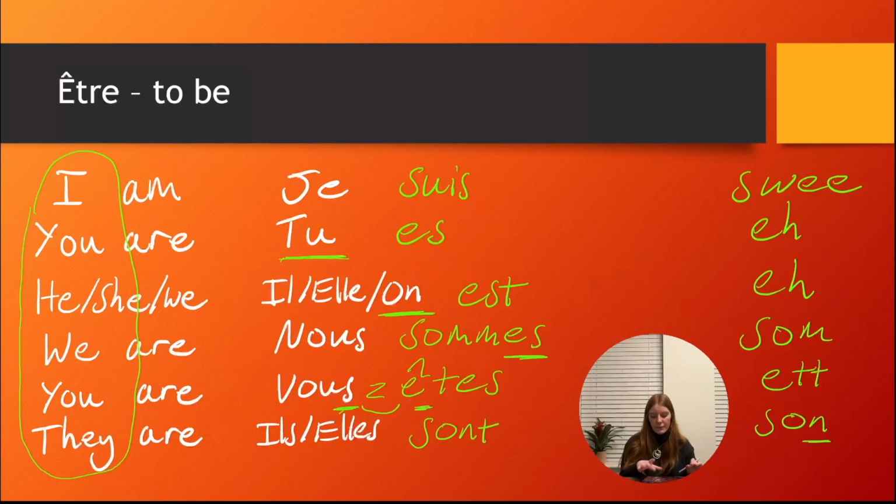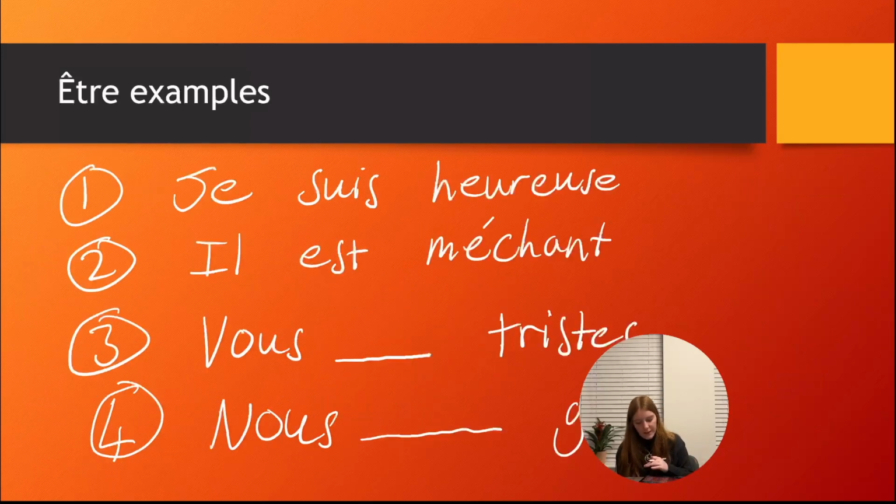So those are the different verb endings for the pronouns. Let's go through a couple of examples of this. Number 1, we've got je suis heureuse. Heureuse just means happy. It's the feminine form of happy. Because I'm a woman, I'd say heureuse. But if you're a man, you'd say je suis heureux. Je suis heureux.